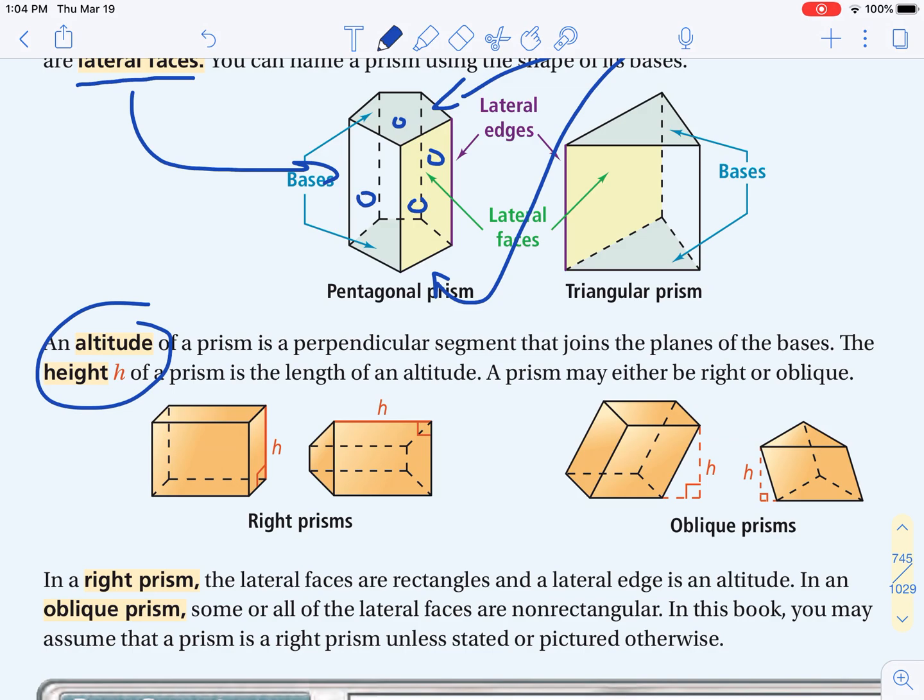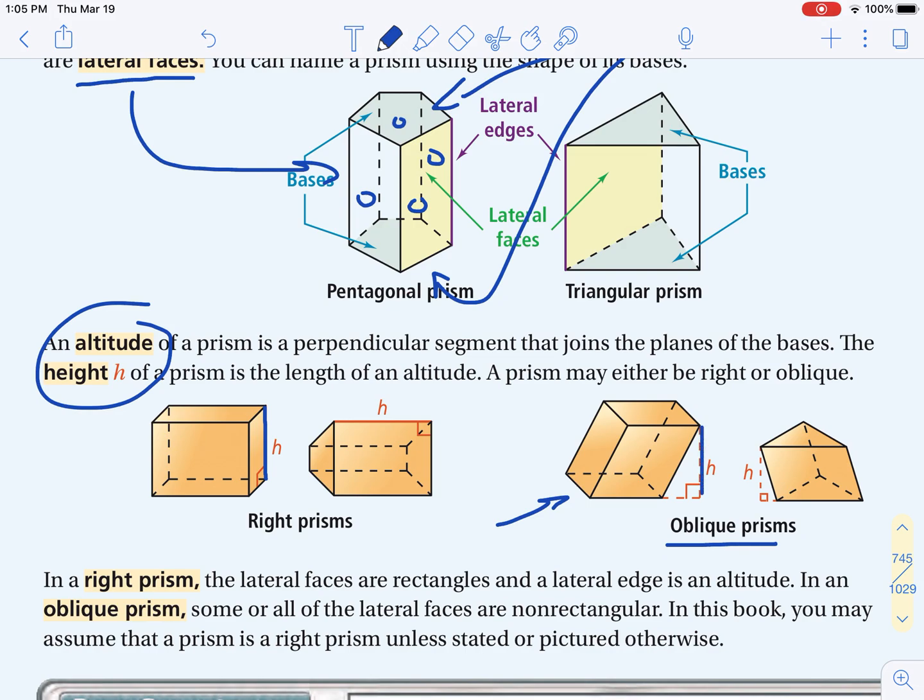So first of all, I'm going to assume that we can get the idea of height, right? Height is basically the distance from one base to the next. However, if we have something that's slanted, we'll call that an oblique prism, that height is also the altitude.